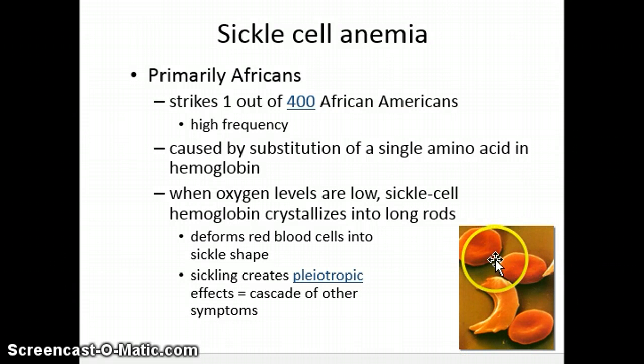And so this is a normal red blood cell, that has hemoglobin in it. And here's one with the sickle mutation. And what happens is when oxygen levels are low, the sickle cell hemoglobin crystallizes into these long rods, and it deforms the red blood cells into this sickle shape. So we say that sickling, this effect here, creates a pleiotropic effect, which is, again, a cascade of other symptoms.